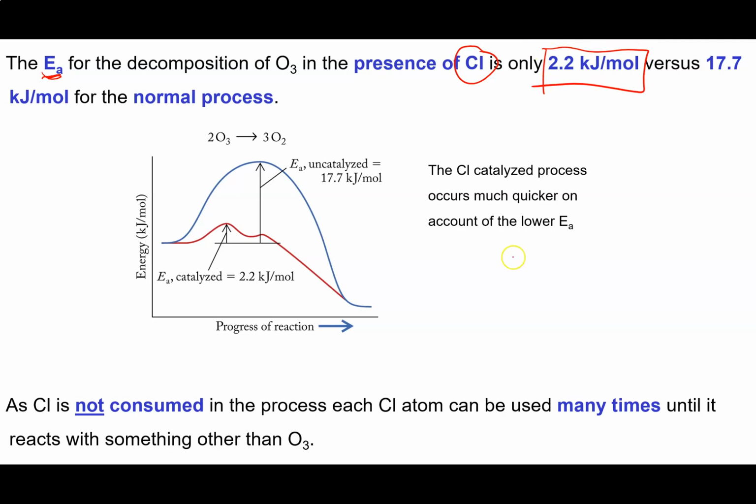And we have to remember that there's an exponential dependence of the rate on the energy of activation. So here's our uncatalyzed conventional process in the absence of chlorine with its energy of activation, 17.7 kilojoules per mole. And here's our catalyzed process in the presence of chlorine. It's going to go a lot quicker. And so that one chlorine atom is just going to keep going around and around until the chlorine gets lost, or perhaps it reacts with something other than ozone and gets taken out of the system.